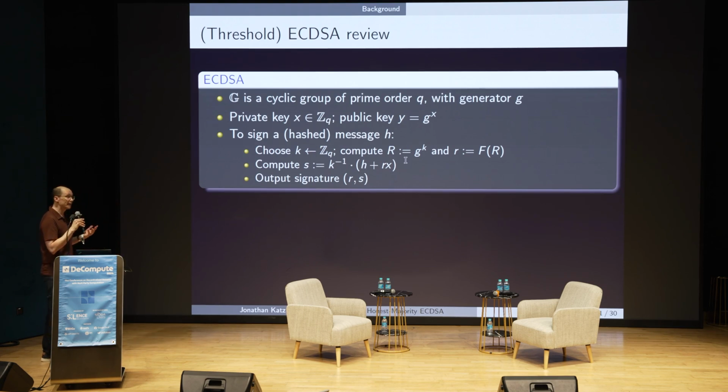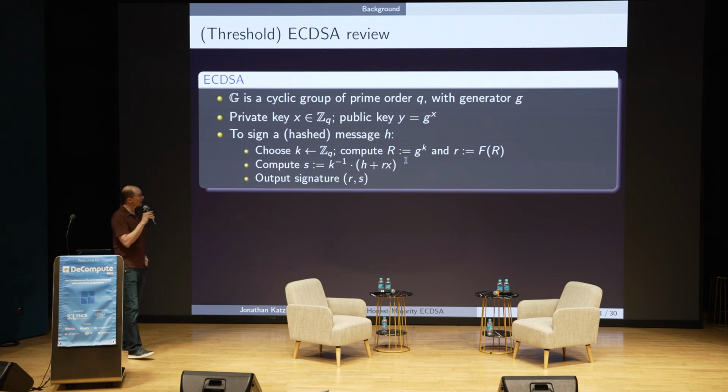And then when you want to sign a hashed message H, I'm going to assume the hashing has already been done, you choose a uniform nonce value K, you compute R equal to G to the K, and then you compute this mapping, which for ECDSA is just taking the X component of the elliptic curve point, and you compute some value little r from that. And then you compute this complicated expression that Abhi talked about in his talk, which involves the inverse of K, which causes a lot of complications in threshold protocols for ECDSA. And then the final signature is just r and s.